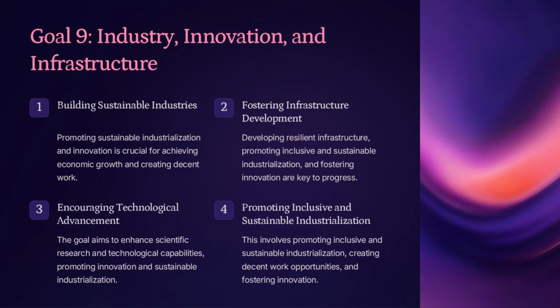all. The United Nations Sustainable Development Goal 9 focuses on building sustainable industries, fostering infrastructure development, and encouraging technological advancement. Promoting sustainable industrialization and innovation is crucial for achieving economic growth and creating decent work opportunities for all. Developing resilient infrastructure, inclusive and sustainable industrialization, and fostering innovation are key to progress and sustainable development. The goal aims to enhance scientific research and technological capabilities, supporting innovation and sustainable industrialization. This involves creating decent work opportunities and promoting inclusive and sustainable industrialization.